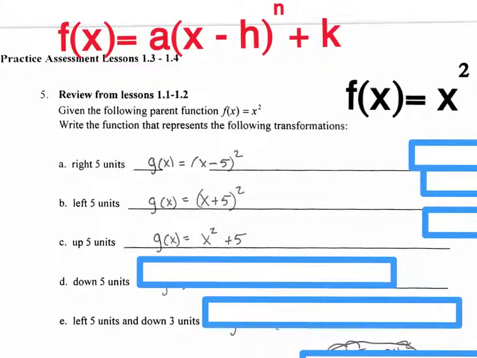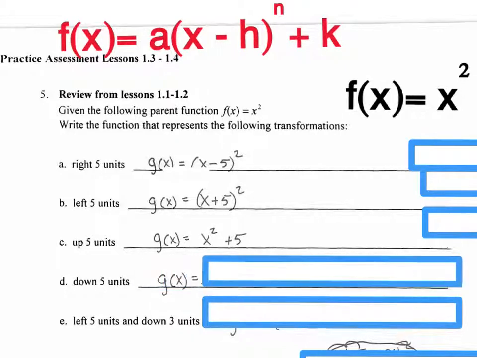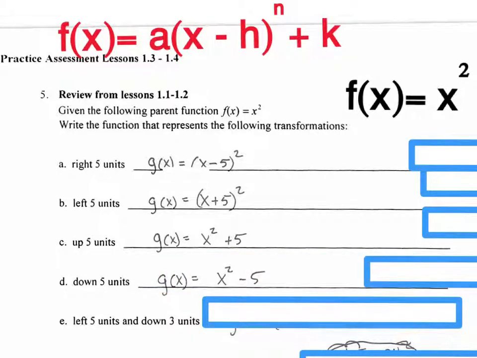And once again, we keep going back to the original parent graph to make all these different transformations. It's not like they're building one off of the other. We're always going back to the original and then doing the transformations they ask. So right here, down 5 units. Again, that's a K shift. Down 5, you're just going to put a minus 5 at the end of your x squared. And that's exactly what we do here. Put a minus 5. Now let's move on to the next one.